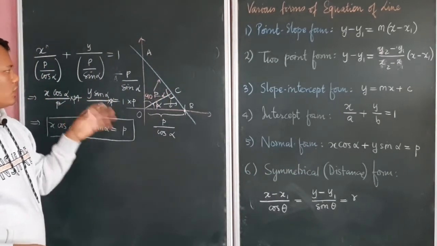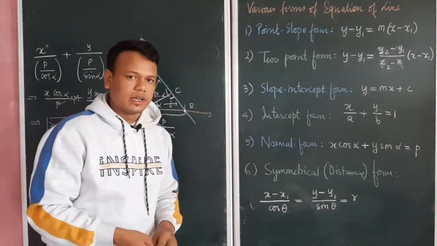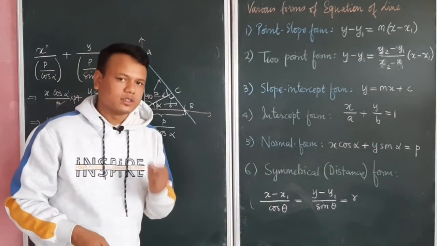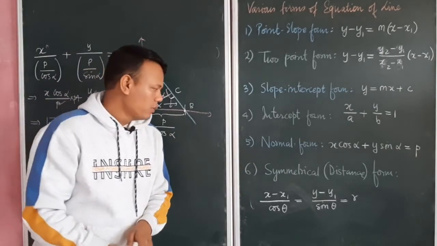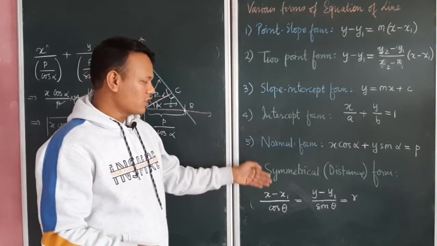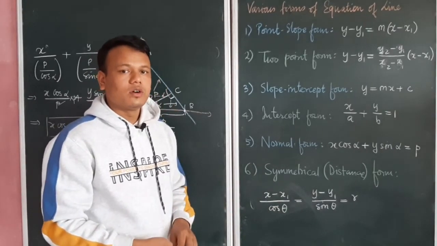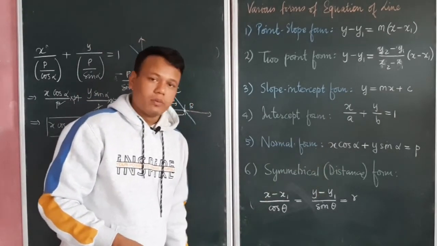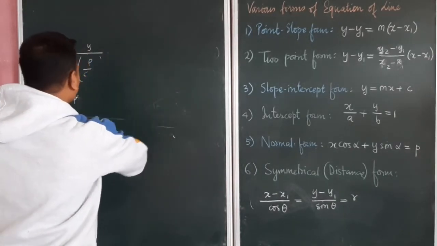Alright, so you need not write down the full derivation of the equation, you just need to understand how the equation has arrived, what the meaning of alpha is, and what the meaning of p is as well. That's what you need to understand here. Having understood normal form, now let us move on to the last form, that is symmetrical form, which is quite rarely used. You will use such an equation most probably during your competitive exams. This is called symmetrical form, or distance form as well. Let us see what is the meaning of distance or symmetrical form.